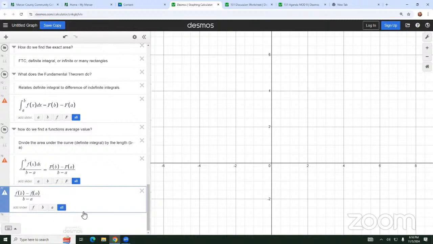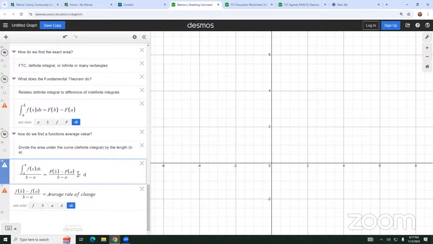What's the difference? What is it when I use little f's? It means something else that has the word average in it. What is it? It's the average rate of change formula. Yeah. And this one right here is the average value.